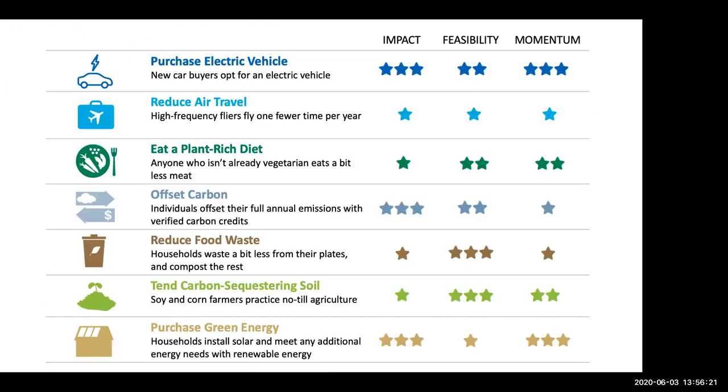So this slide shows a recent analysis of what kind of behaviors you can change to reduce carbon emissions, and how much impact you can have. Again, electric vehicles have higher impact. Reducing air travel is important too. And also reducing food waste, eating a plant-rich diet, eating less meat, and using green energy, so installing solar, that kind of renewable. So these are all the behaviors we can take to reduce energy consumption and climate change.